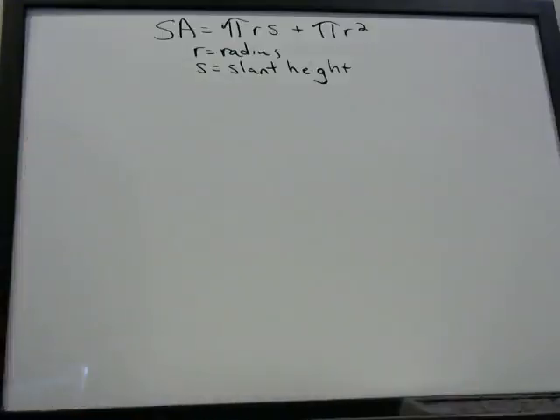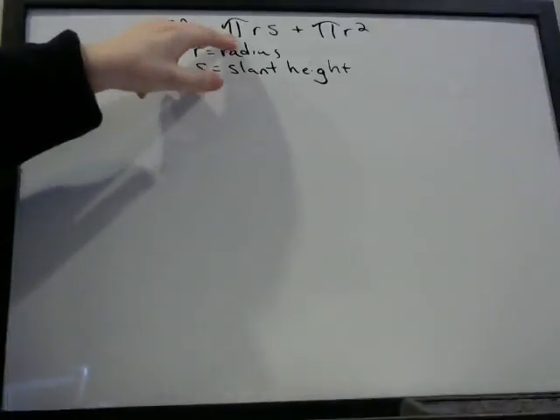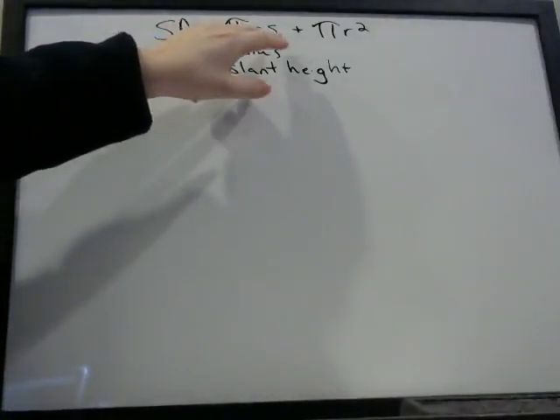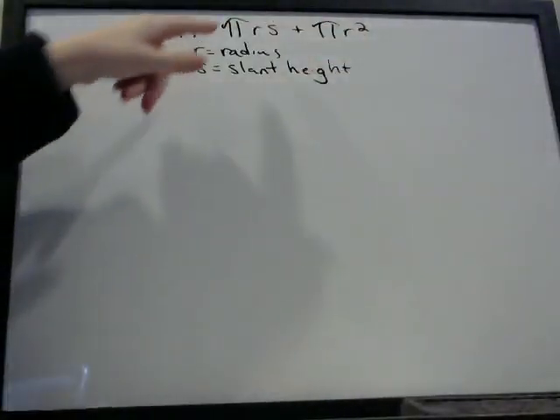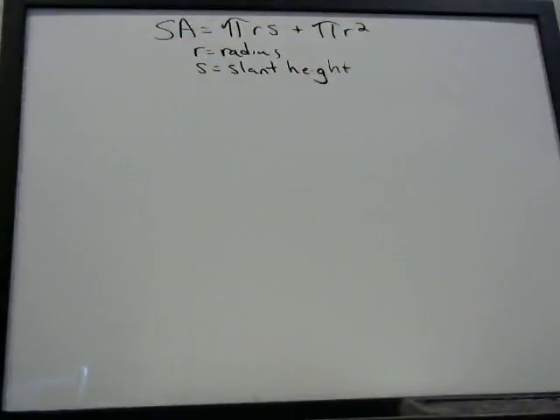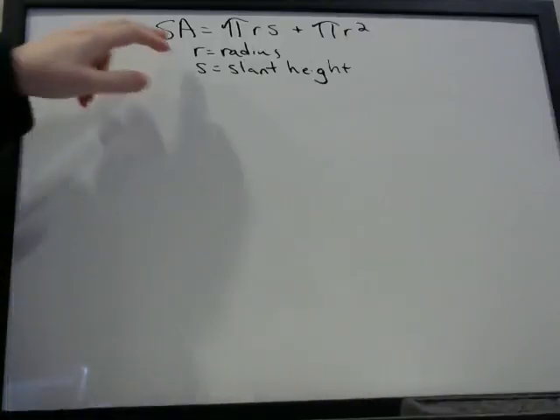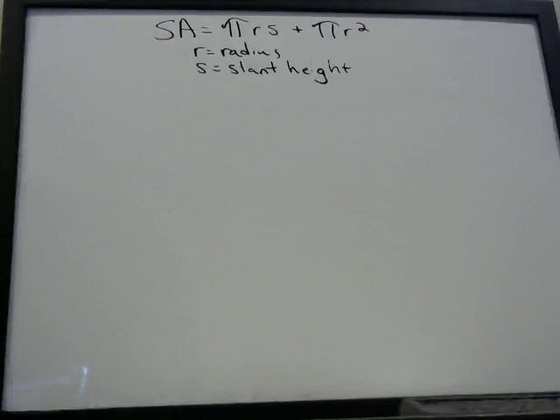So our formula is just pi times radius times slant height plus pi times radius squared. So remember, pi is just a number. That's a symbol that represents the number that we're estimating to be 3.14. And that is on the formula sheet, so you don't need to memorize that. You don't need to memorize this formula either because it's on your formula sheet.